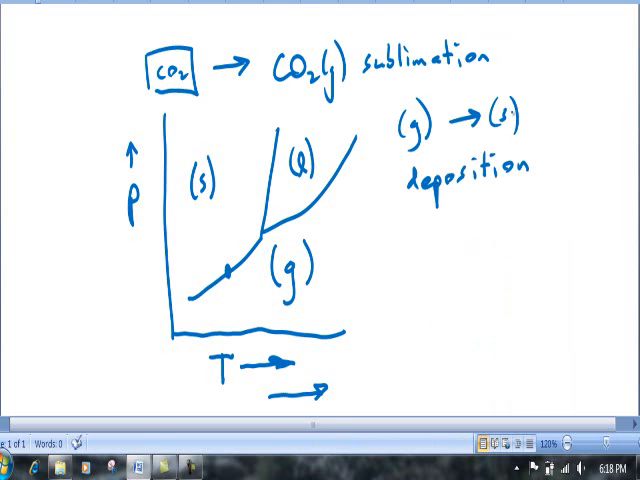Either way, when we fall on this line between solid and gas, a phase change is taking place, and we'd be in an equilibrium between gas phase and solid phase at that particular pressure and temperature combination.